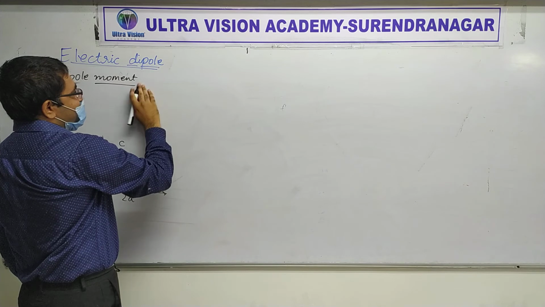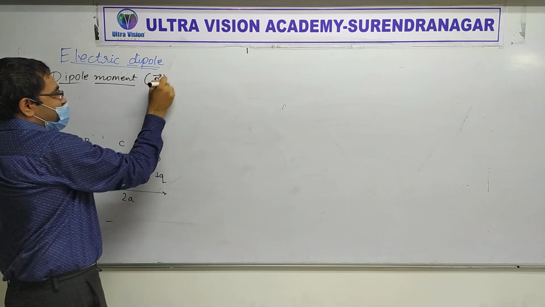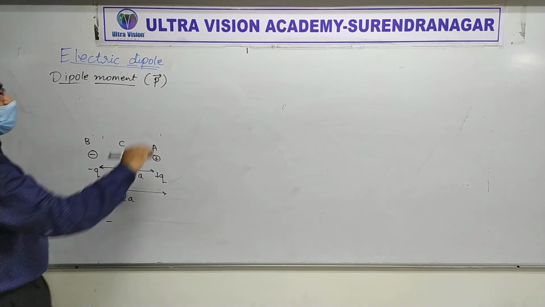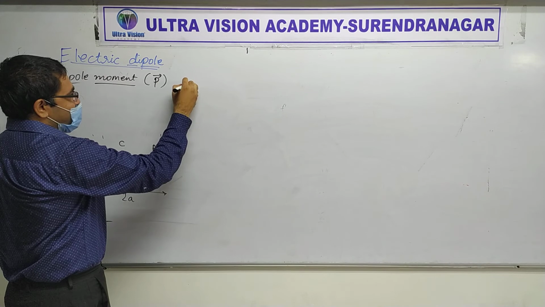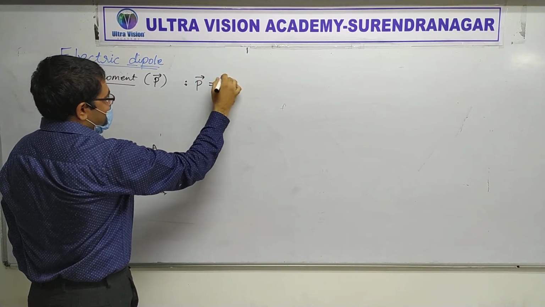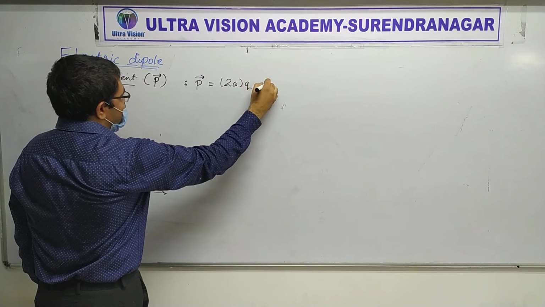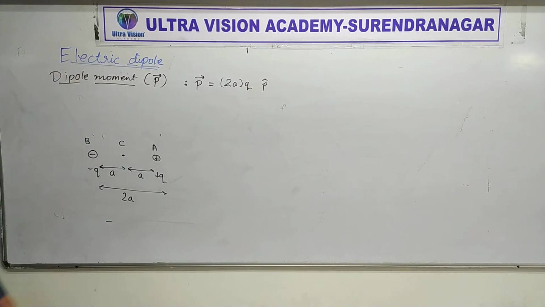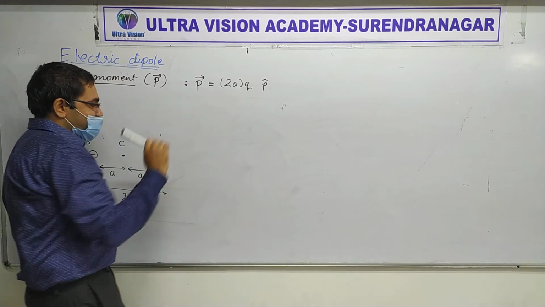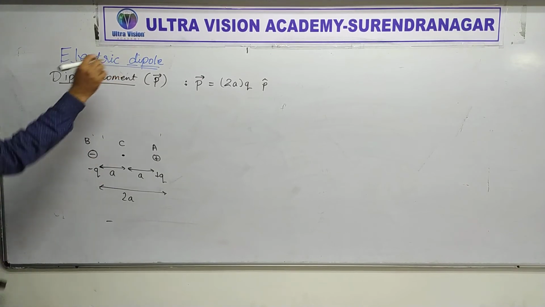First of all, its symbol is P vector, small p. Alright, it's a vector quantity, P vector. Let me write the formula and then below that I will write the meaning of it. So this is what dipole moment is defined as. P vector equal to 2a into q into p hat. Right, so let's write the definition.